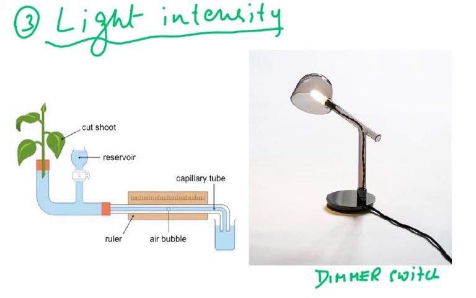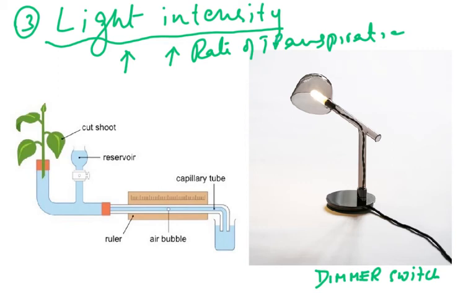Now, you have to understand why increasing light intensity would increase the rate of transpiration. This is very important. Because when light intensity increases, photosynthesis increases and stomata open. Stomata open in response to light. So when the stomata open, more the stomata opening, more the rate of transpiration, because water vapors are going to diffuse out.